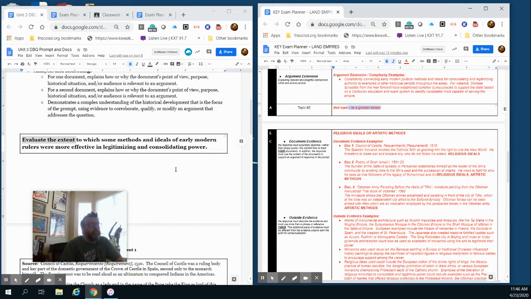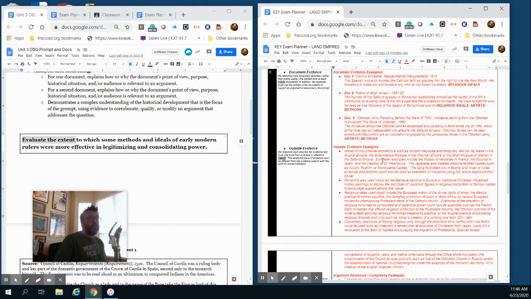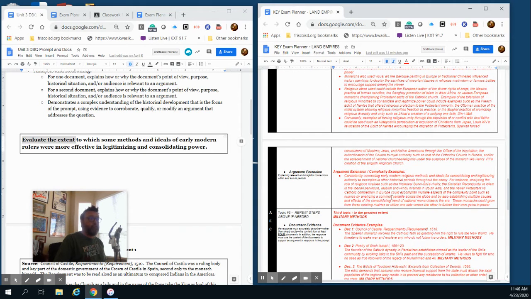Okay? And I just repeat that process for the second paragraph, which is to a greater extent showing methods and ideas that were effective. It's a greater extent because I find more evidence of religious ideas and artistic methods being used. These 3 documents can show both religion, and the latter 2, the poem and the painting, show artistic methods of doing that. Outside evidence of other artistic methods is the use of religion, and an argument extension of religion being used in other places or times.